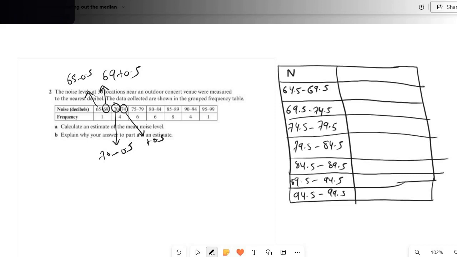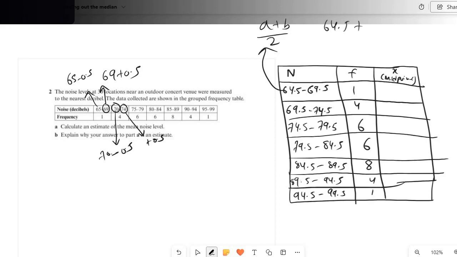Next, we have their corresponding frequency, which is 1, 4, 6, 6, 8, 4, and 1. Now we have to calculate the midpoint, which is x. Just like before, we apply the formula a plus b divided by 2, where a and b are the class boundaries. So the first one will be 64.5 plus 69.5 divided by 2.